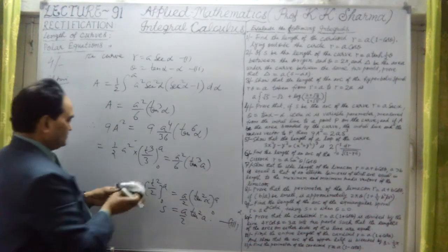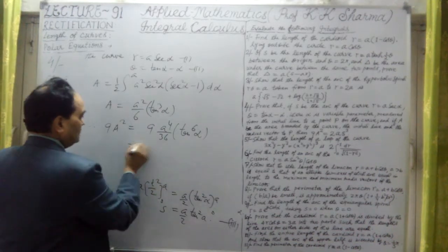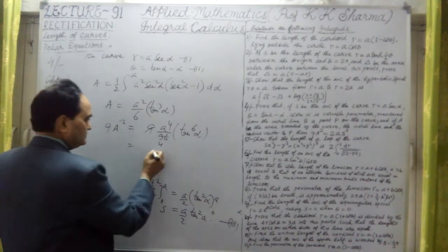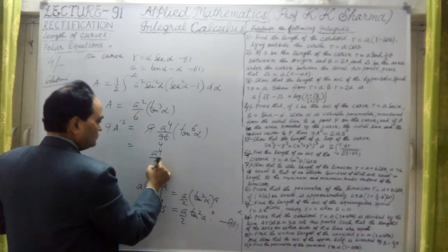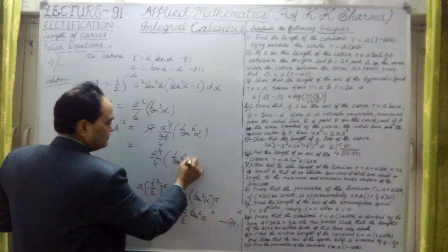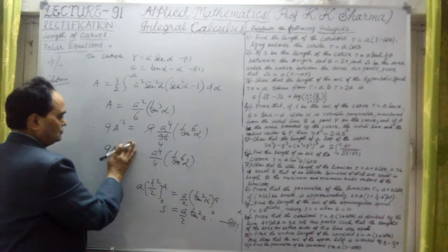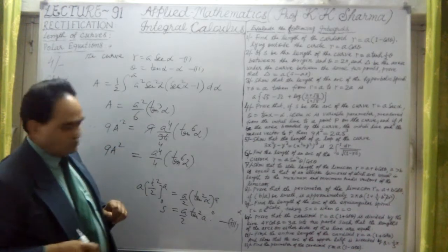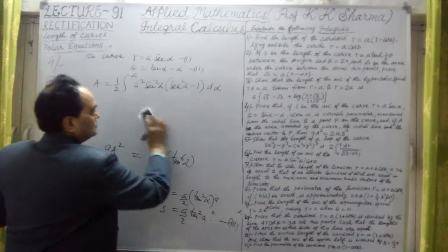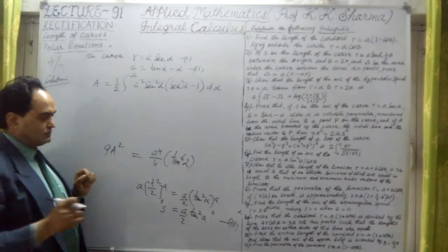What does it give us? It will give us finally 9 for the 36. Let me first write it down. This is a^4 upon 4 into tan^6 alpha. Okay, this is 9a square is equal to. Now further let me summarize this. So this is a^4 upon 4 into tan^6 alpha.